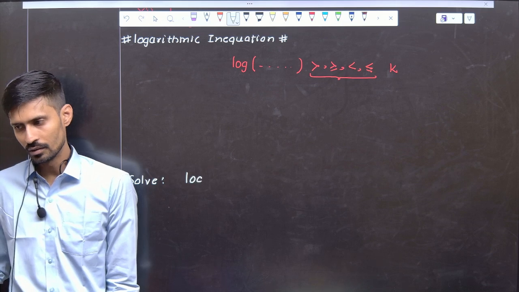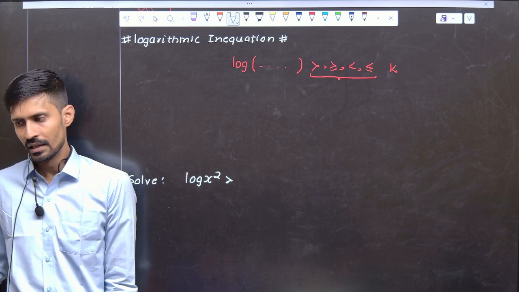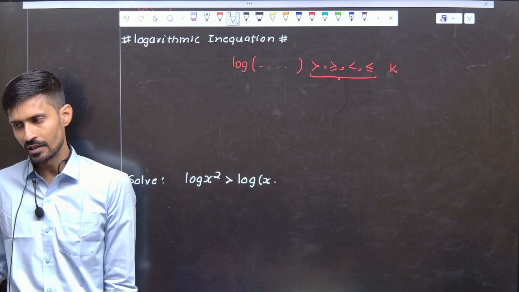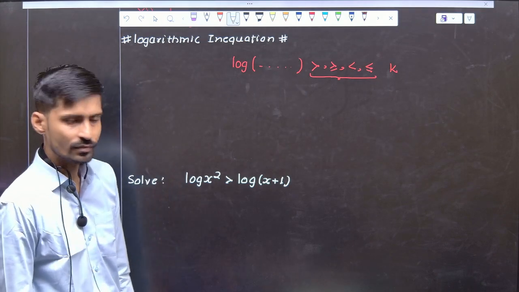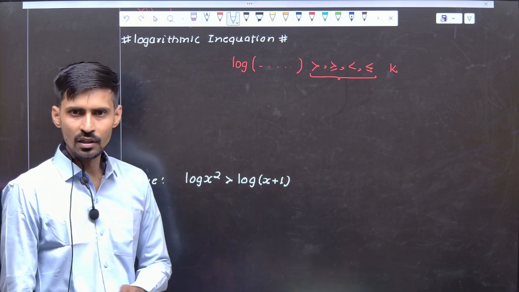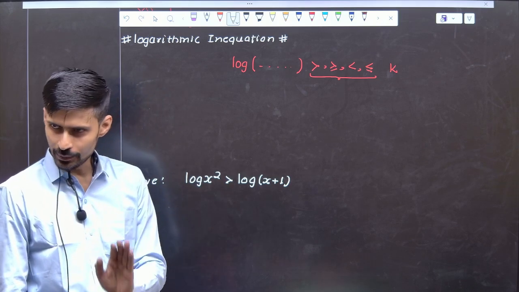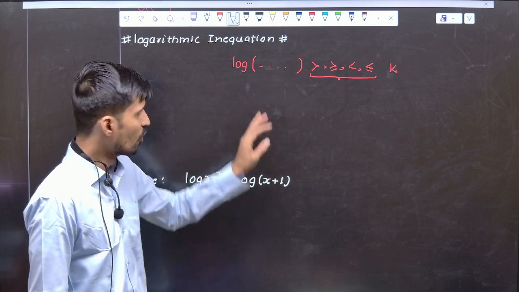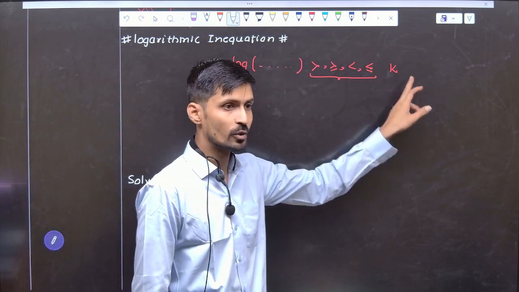log x square greater than log, okay? Of the logarithmic inequation, if you want to solve a logarithmic one, the understanding is that on one side one log should be there and on the other side one number, that number.